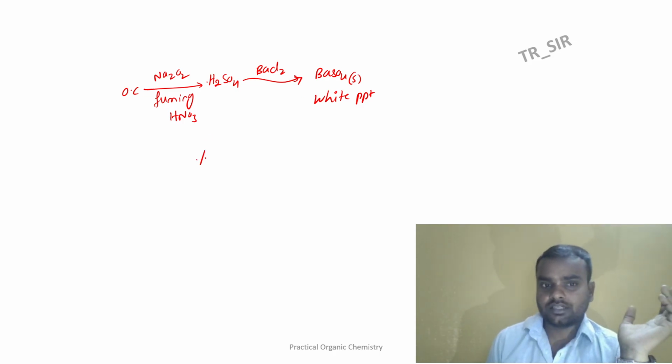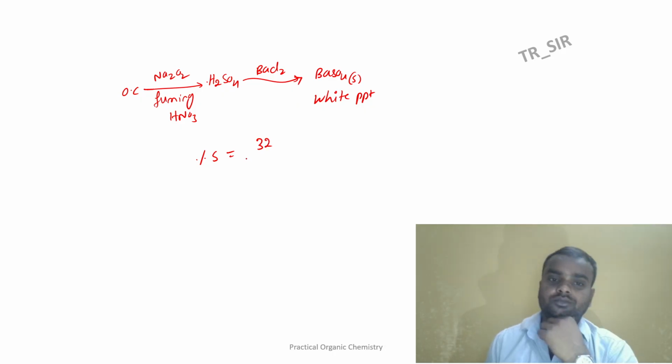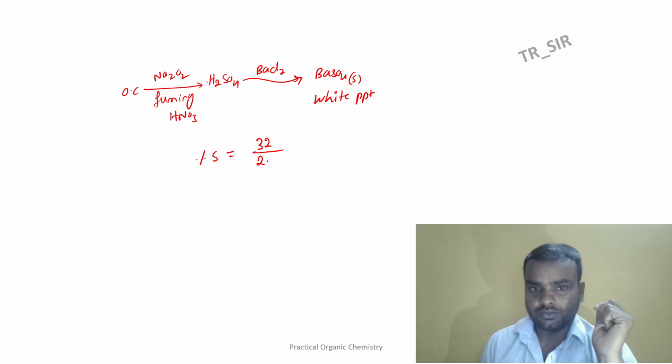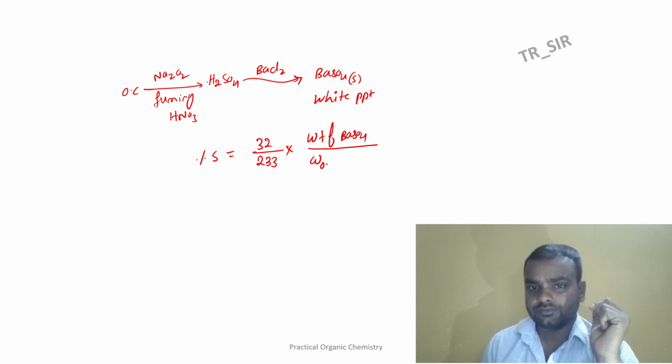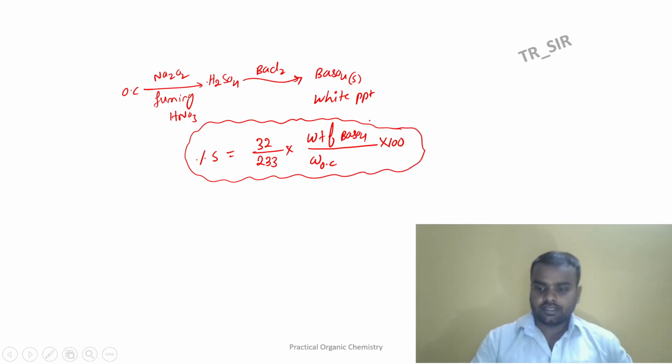We can find out the percentage of sulfur, which is equal to the atomic weight of sulfur, how much? 32, by the molar mass of barium sulfate, how much? Barium molar mass is 137, so 233, into the weight of BaSO4 by the weight of the organic compound, into 100. So this is the formula we can apply.